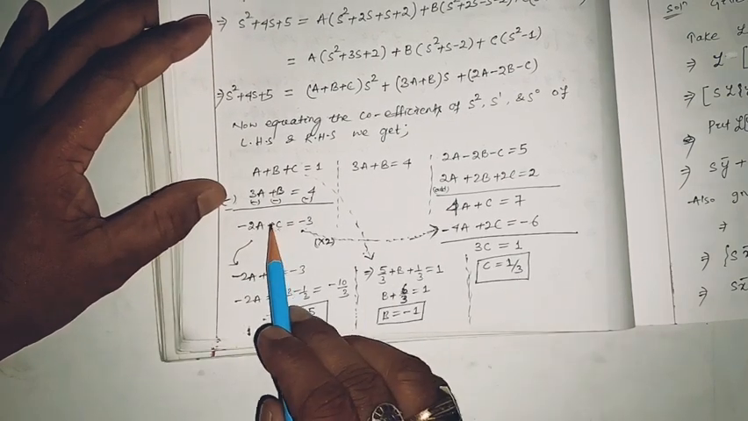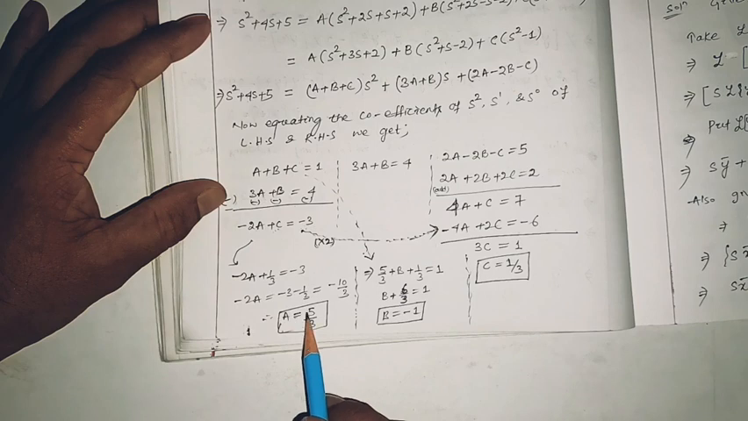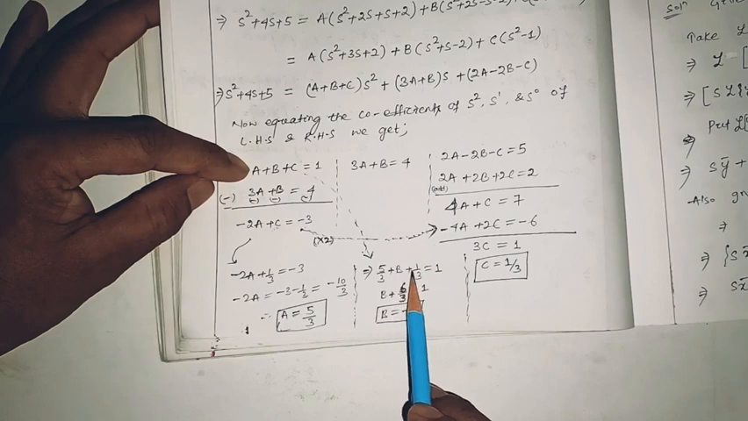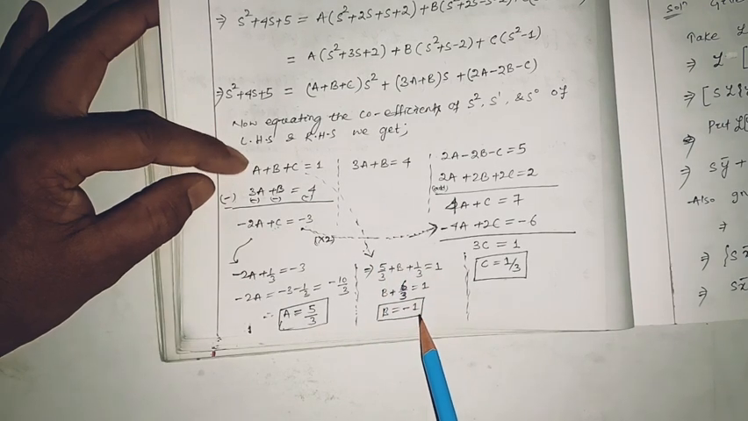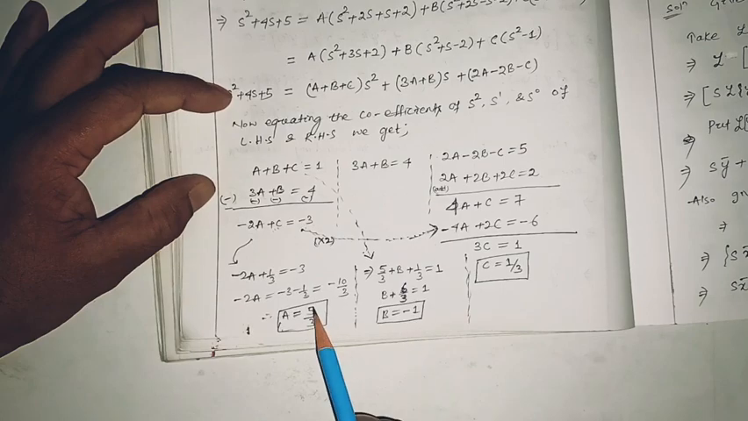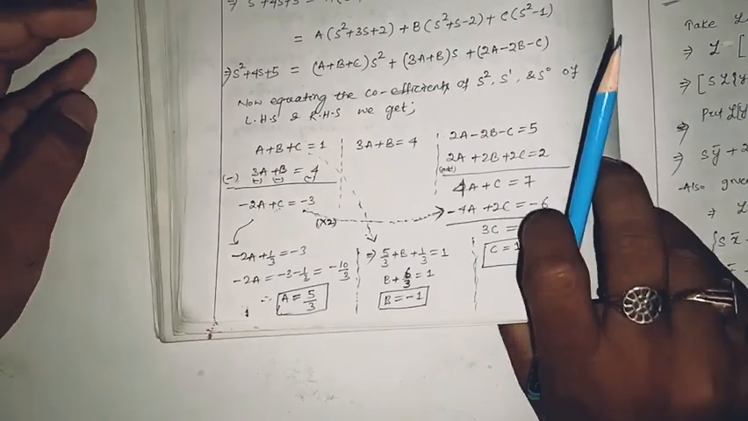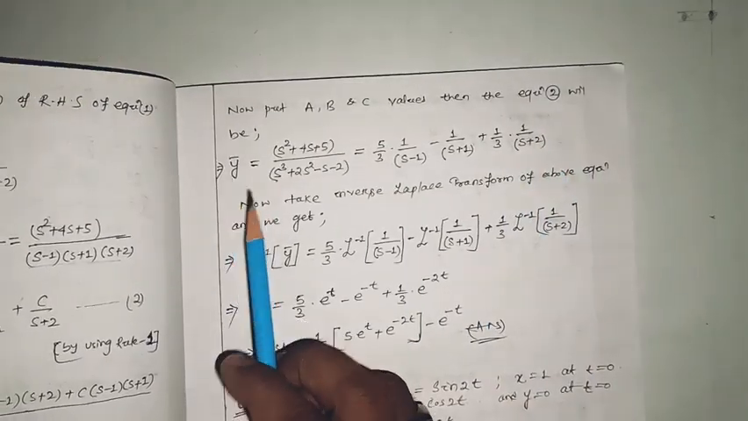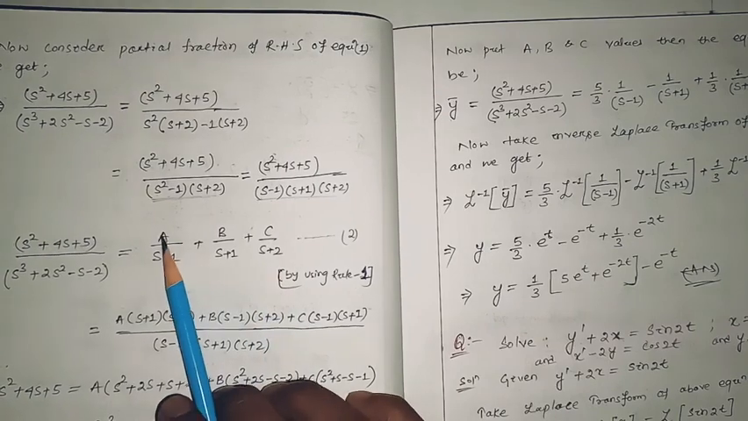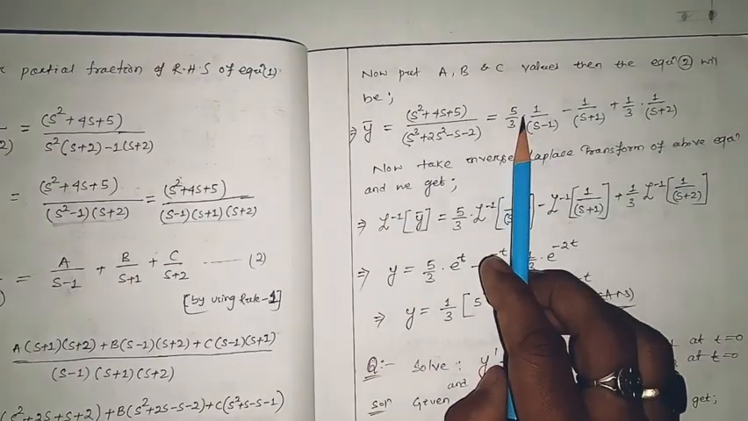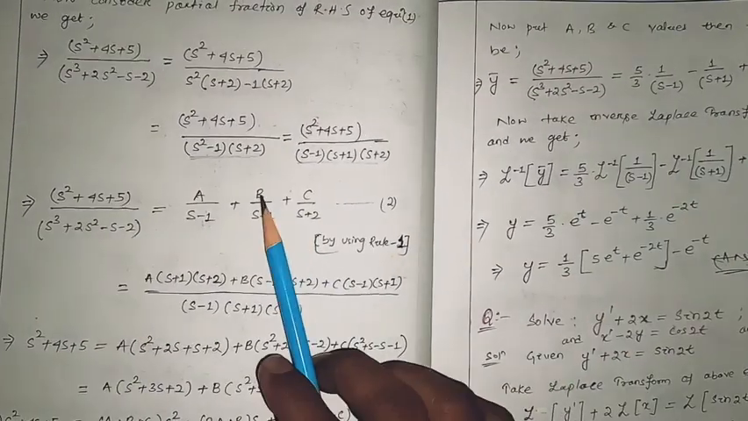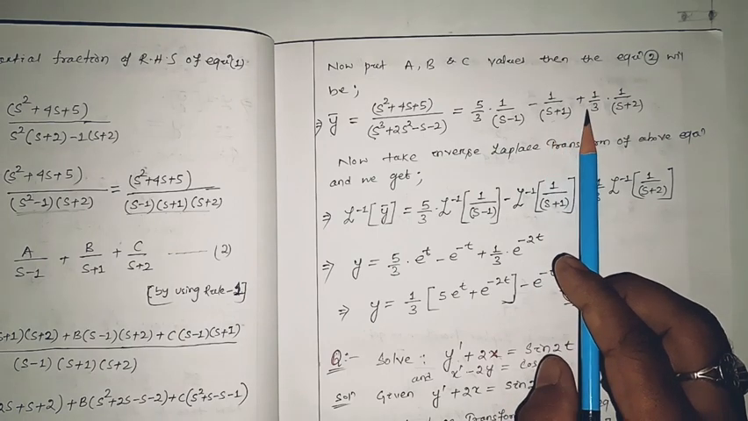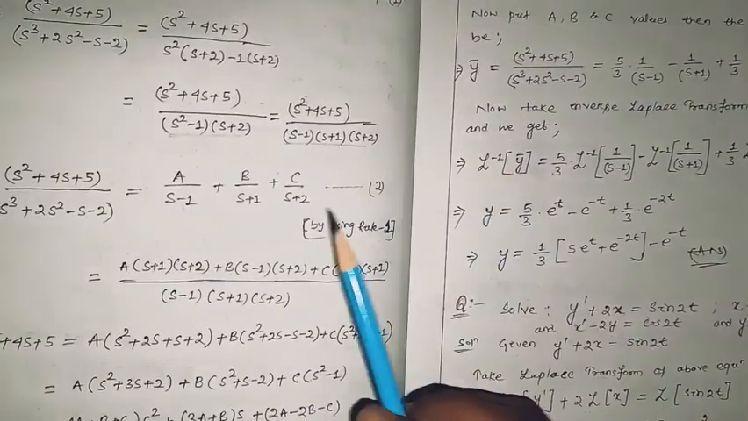Now if c equal to 1 by 3, if I put it over here, then we can find a equal to 5 by 3. Now use this equation: a equal to 5 by 3, b plus c equal to 1, so b equal to minus 1. So b is minus 1, a is 5 by 3, c is 1 by 3, substituted in equation number 2. We can find y bar: a is 5 by 3 times 1 by s minus 1, b equal to minus 1, so minus 1 by s plus 1, plus c equal to 1 by 3 into 1 by s plus 2, right?